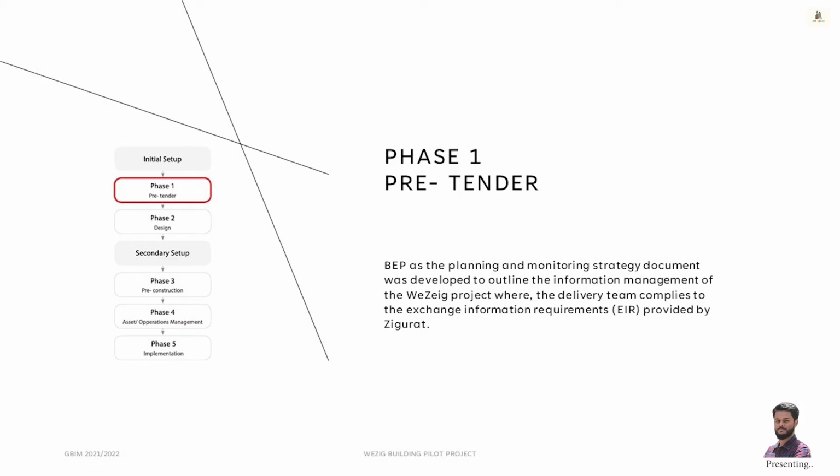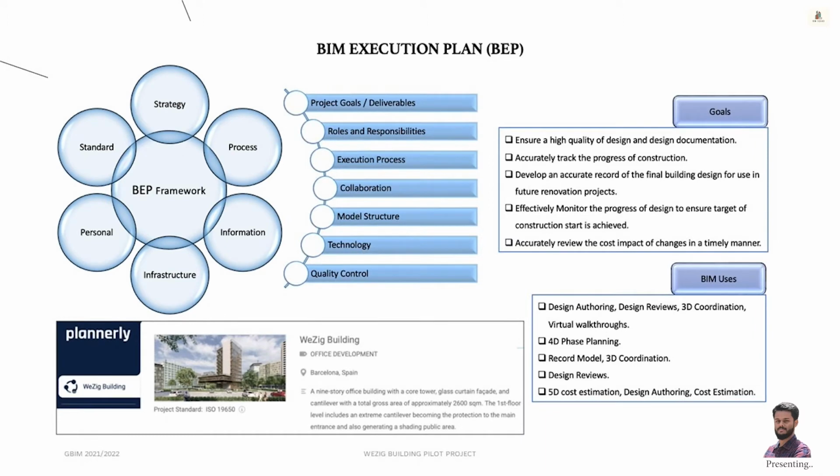Phase 1 Pre-tender. At pre-tender stage, before the contract was agreed, BIM Execution Plan (BEP) was developed with the aim of demonstrating the proposed approach, capability, capacity, and competence to meet the exchange information requirements (EIR) in general terms. Upon the award of the contract, a further detailed BEP was developed to outline the information management of the VSIG building project.